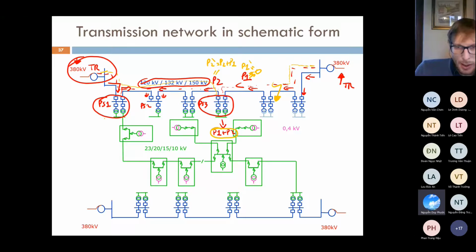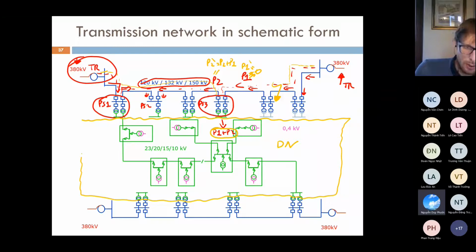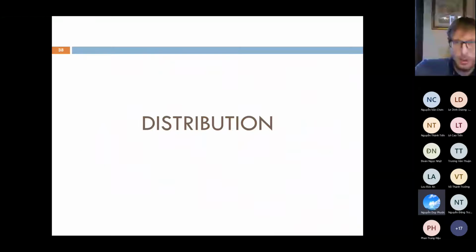Starting from the primary substation, we have what is called the distribution network. Okay, so basically this is the border between the transmission network and the distribution network. So here you have the transmission network, and basically here you have the distribution network. Okay, I hope this is almost clear.